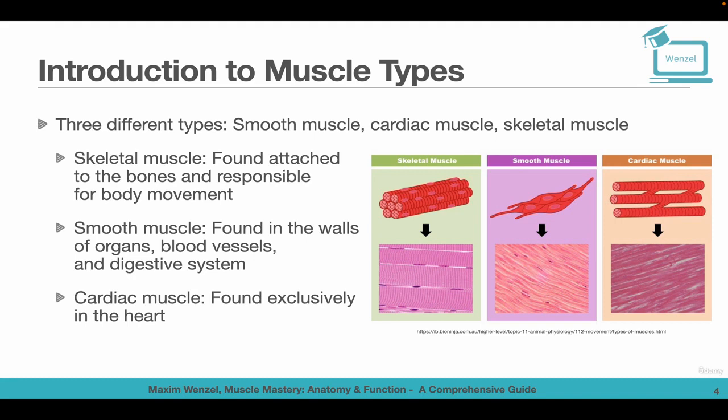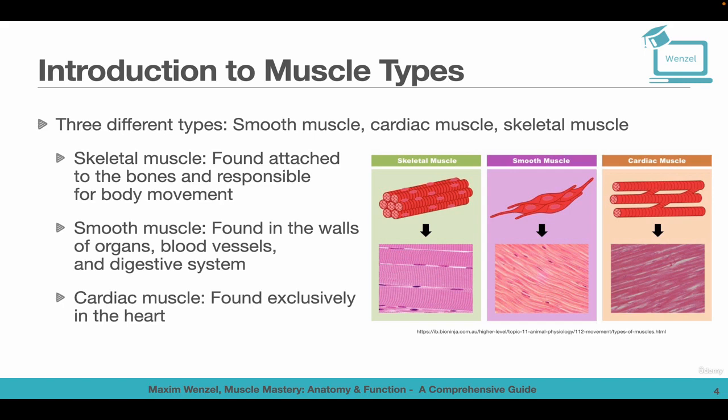We will be starting with the skeletal muscle, and this one is found attached to the bones and is responsible for body movement in general. So here we have the skeletal muscle, and you can also see a little bit of the anatomy, which I will be talking about a little bit more precisely in the future.